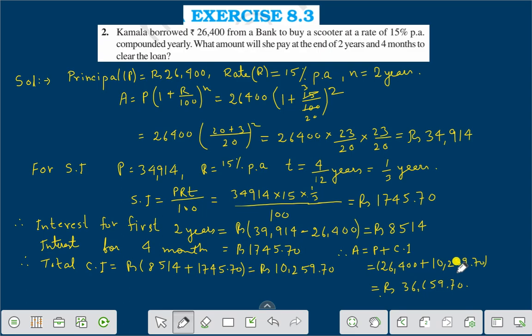What amount will she pay at the end of 2 years and 4 months to clear the loan? She has to pay rupees 36,659.70 at the end of 2 years and 4 months to clear the loan.